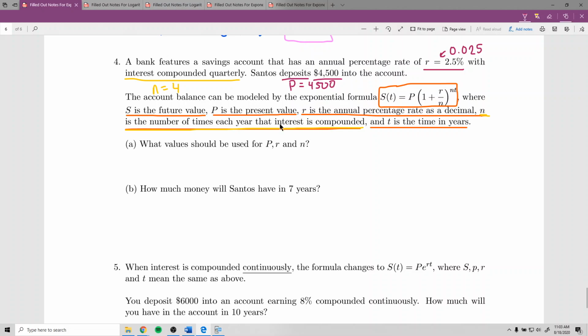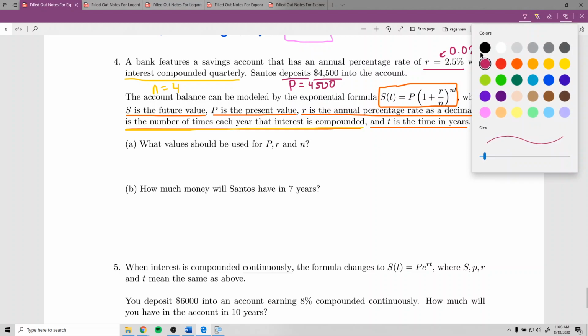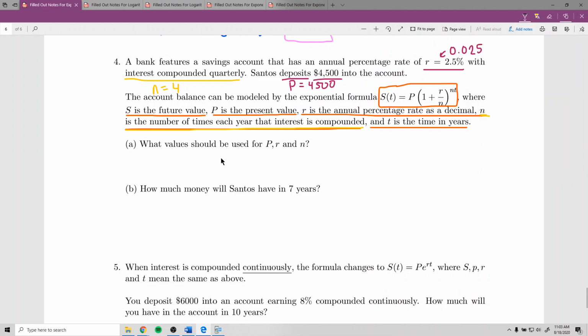And oddly enough, I didn't even realize that, but that was part A. We've actually done part A already. What values should be used for P, R, and N? So P is 4,500, R is 0.025, and N is 4. Right, so it can be compounded a lot of different ways. Annually is just 1. Monthly would be 12. Daily would be 365. Weekly would be 52. And quarterly is kind of the weirdest one, but it would be 4.